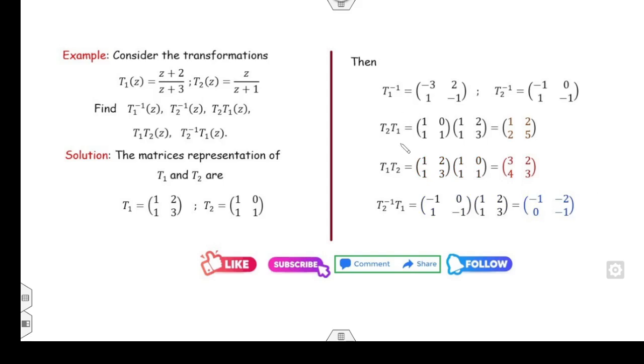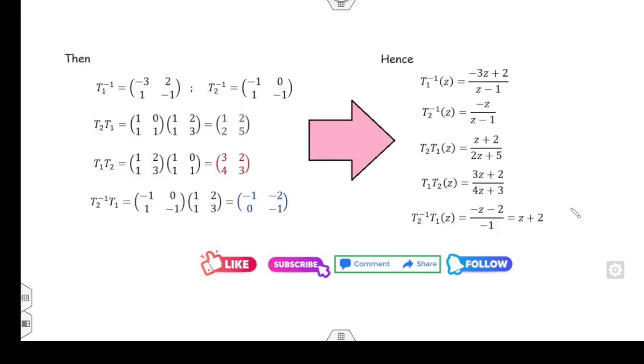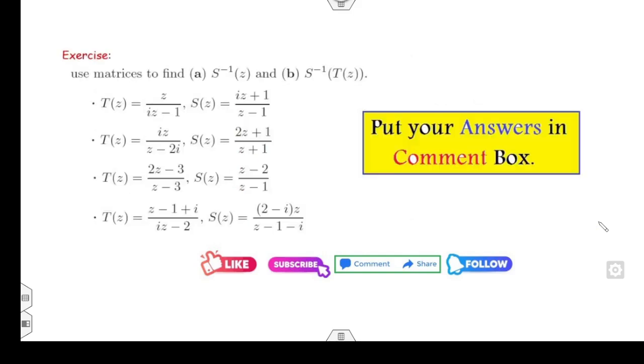Now once you know the representation, you can write, for example, how to write T2 T1 of z. The matrix representation is 1, 2, 2, 5. I can write it as (az plus b) over (cz plus d), that is the answer of the matrix representation. Similarly, you can write T1 T2, T2 inverse, and so on, which is the right answer of the problem. Now I hope you can get the answers of all these 4 questions.